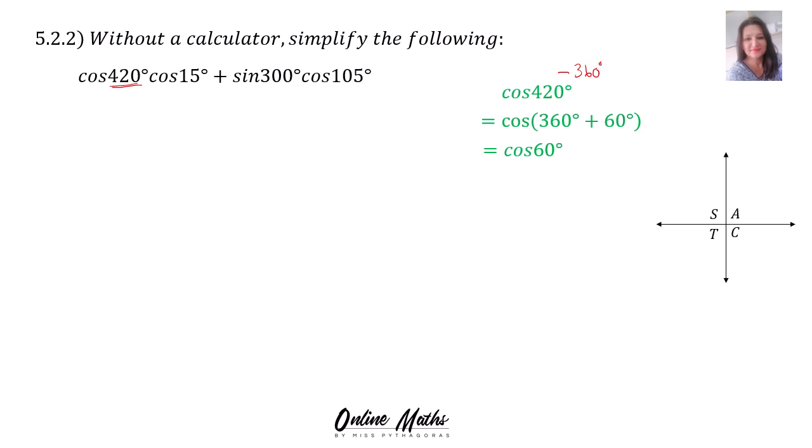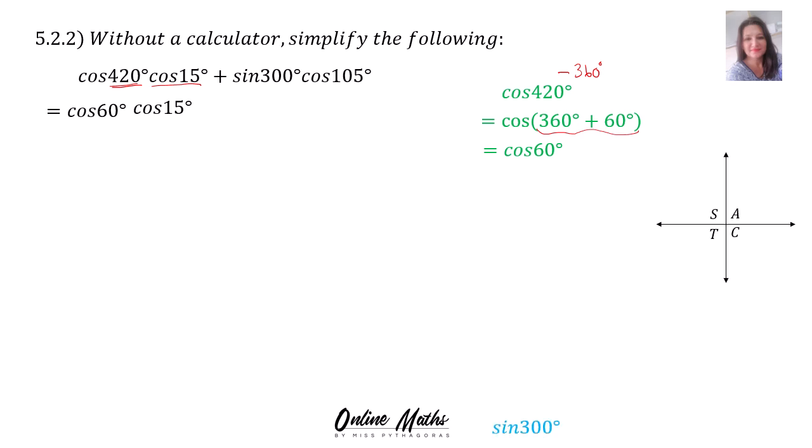Now I just want to show you that in fact you used this reduction formula to get to cos 60, but what you do is you subtract 360 because 360 plus 60 is equal to 420. So that one reduces to cos 60, and 60 is an acute angle. On the second one, cos 15, that one is already acute, so you just rewrite it. And then on this one, sin 300.